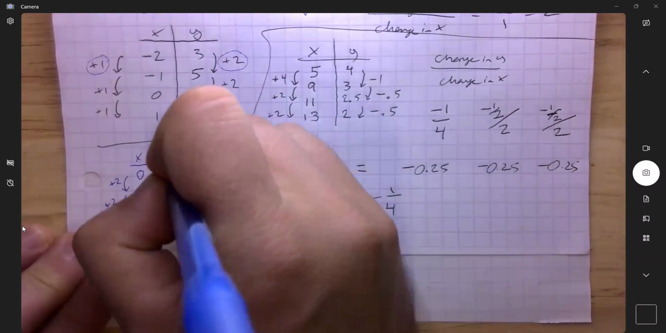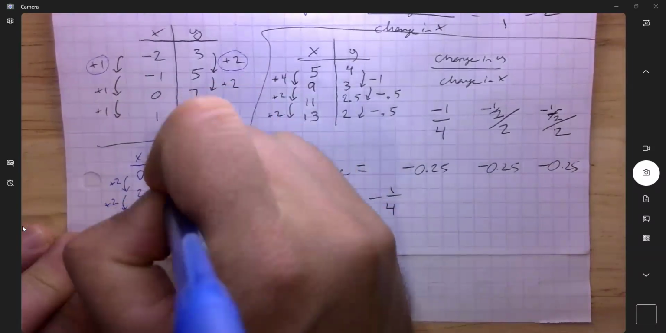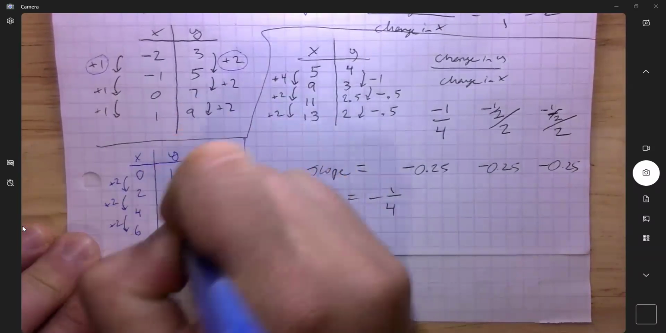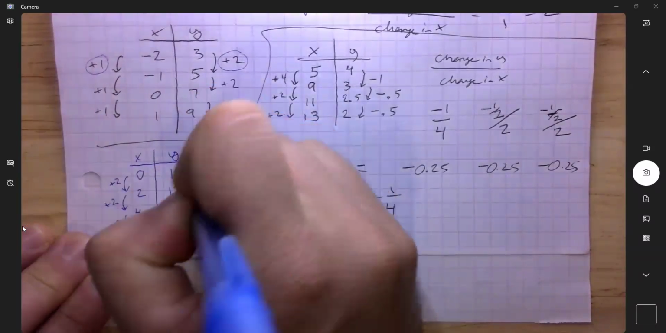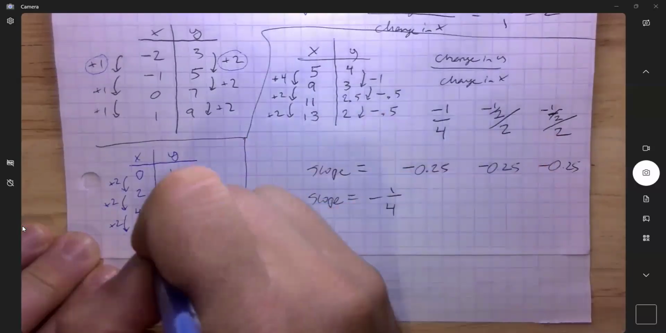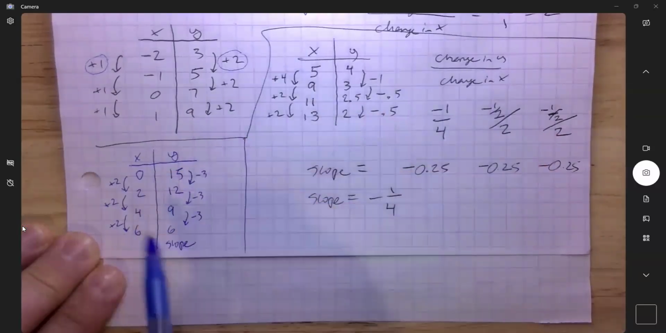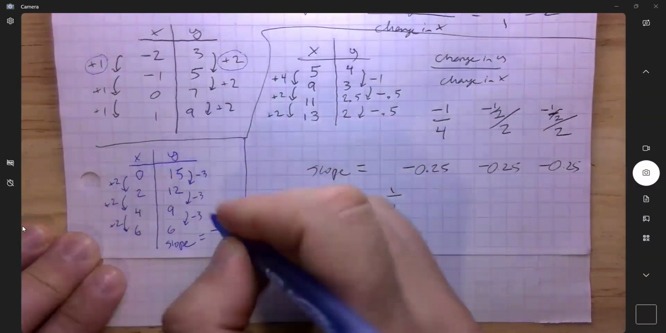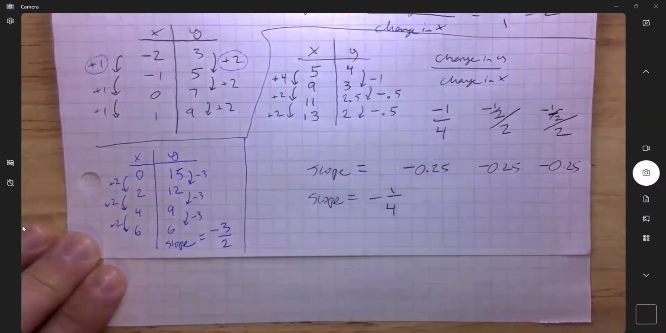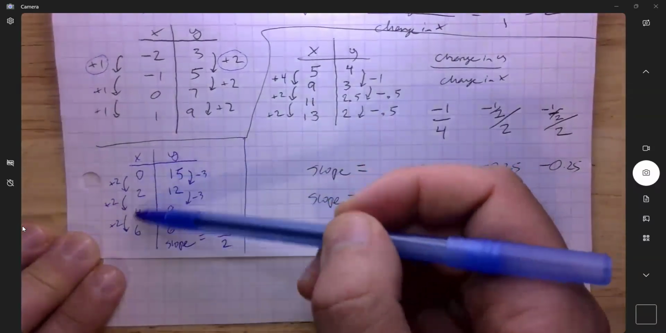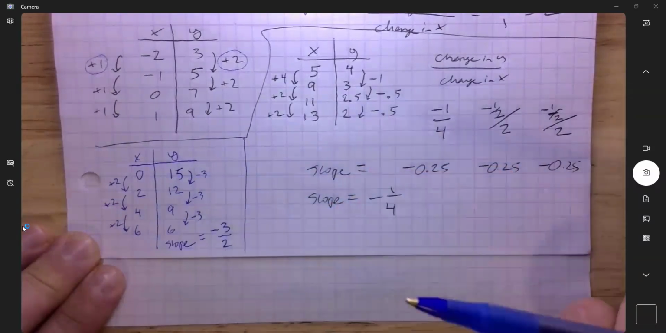And the changes in y are going to go down by 3 each time. But the slope is still the change in y, which is -3, divided by the change in x, which in this case is 2. So even when the change is not 1 each time in x, you can still do the division to find the slope.